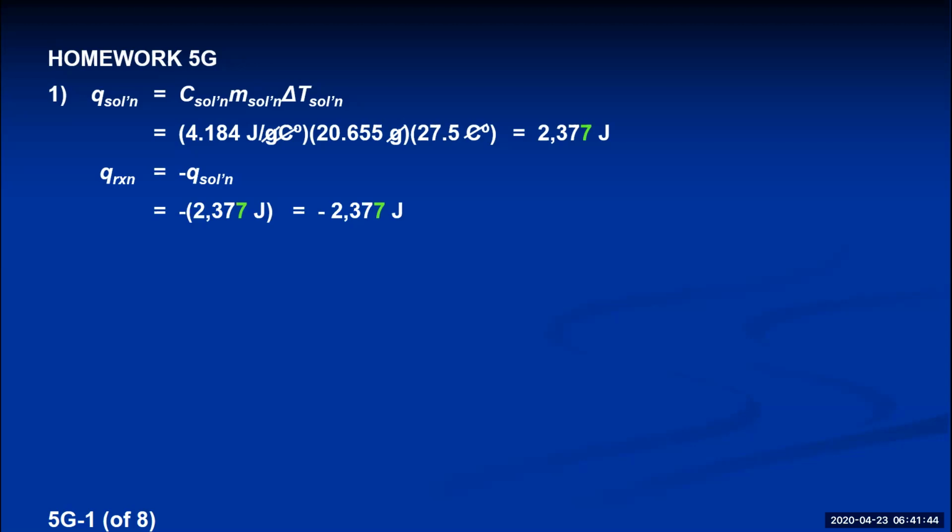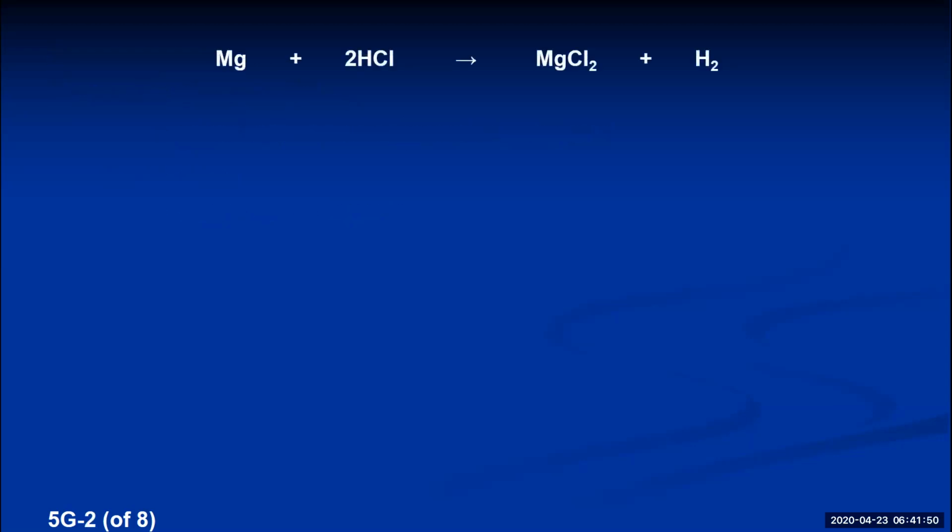If we want it in kilojoules per mole of magnesium, we'll need to know how many moles of magnesium actually reacted. So here's the balanced equation that took place. The magnesium reacted with the hydrochloric acid in an exchange reaction to form magnesium chloride plus hydrogen gas. So the magnesium and hydrochloric acid react in a 1:2 ratio.